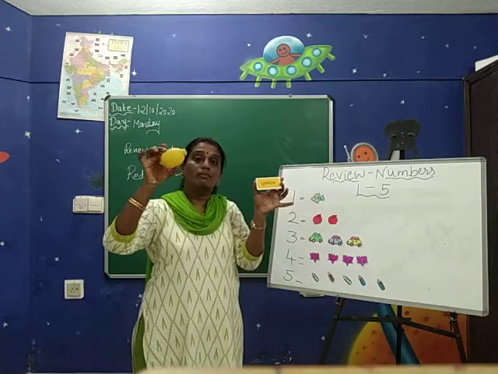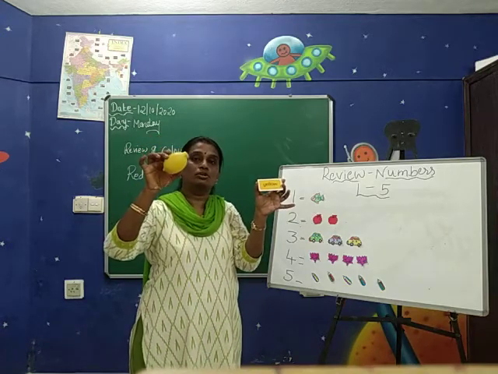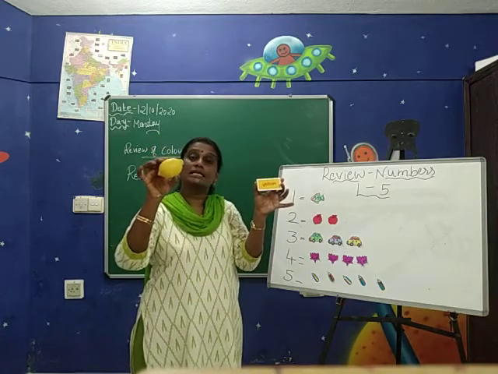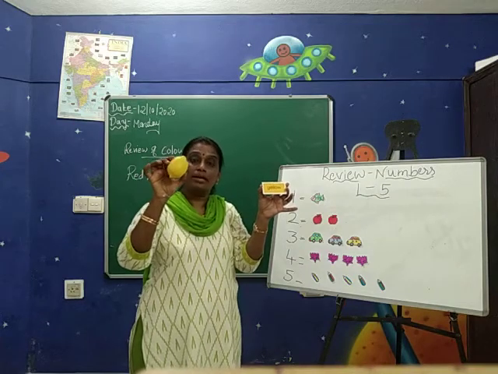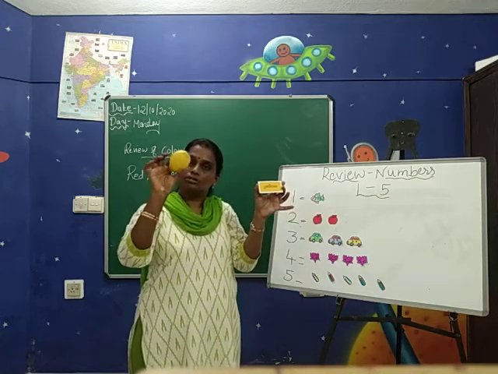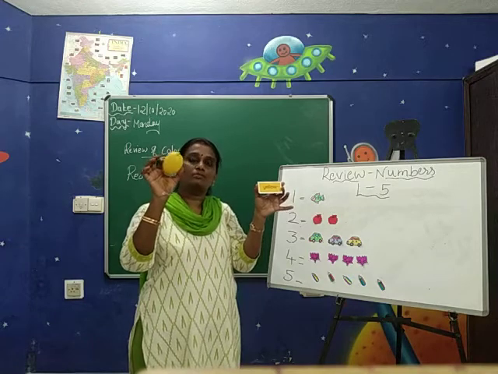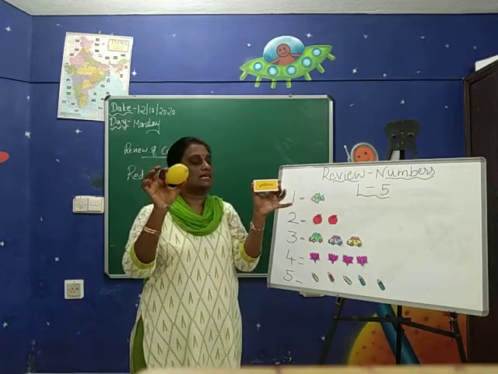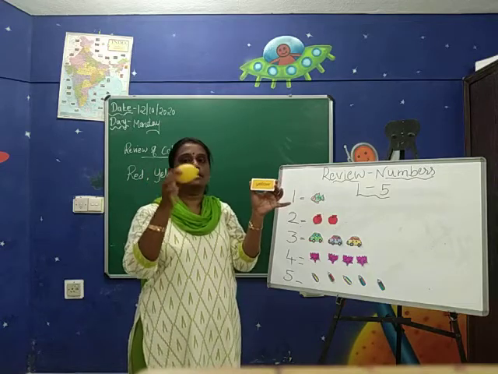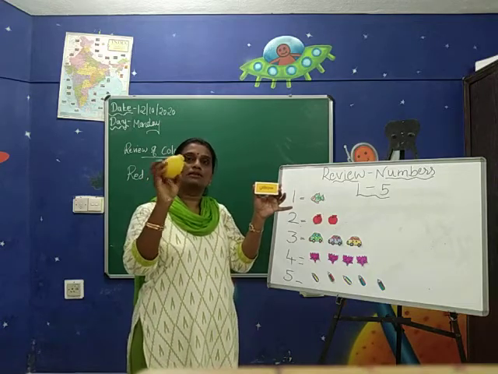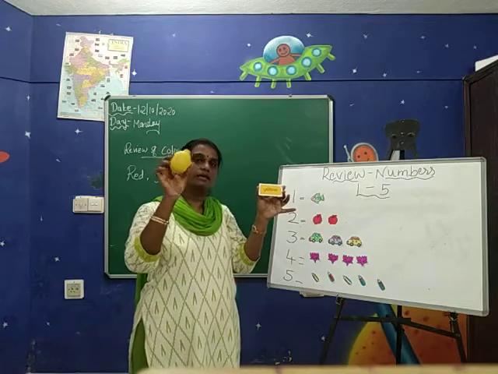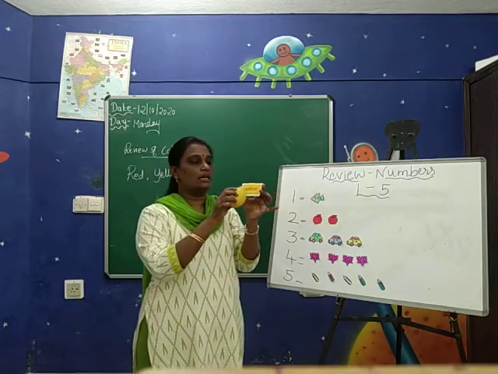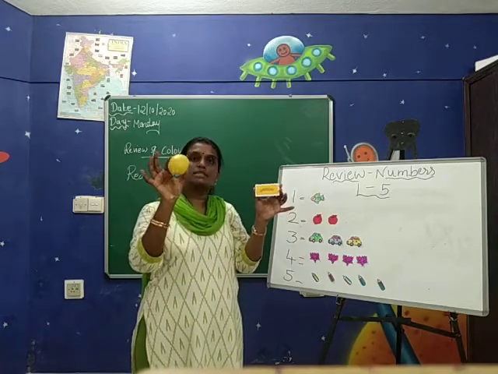And what is this, children? This is a lemon. Mama will use it in the kitchen. She will make nice yummy rice. This is yummy rice, that is chitrana. She will use this lemon to prepare lemon rice. How is the taste? It is good. And you will drink the juice also. That juice is made from lemon. Lemon juice. Yes, lemon is yellow.